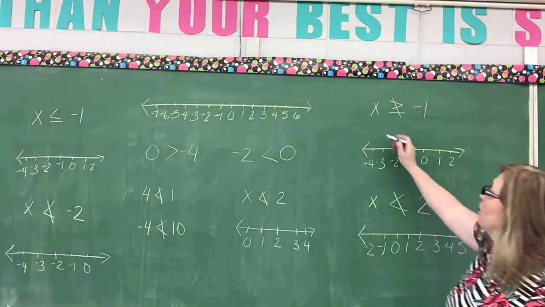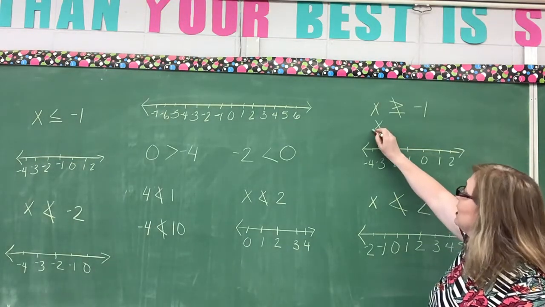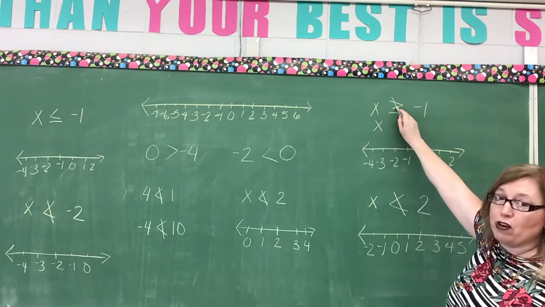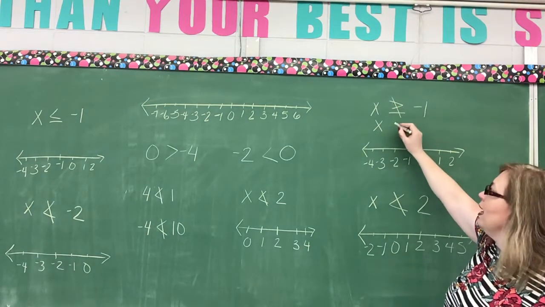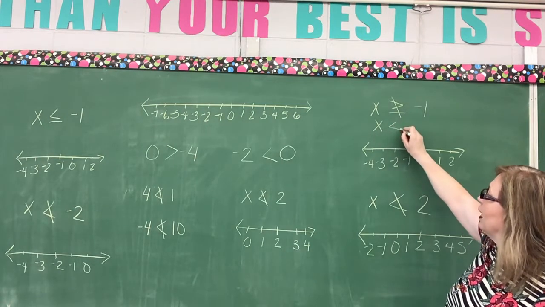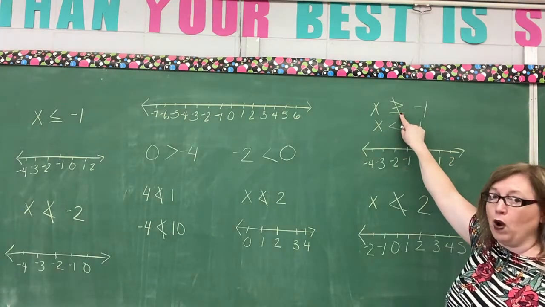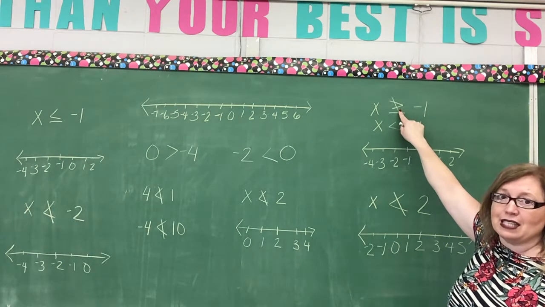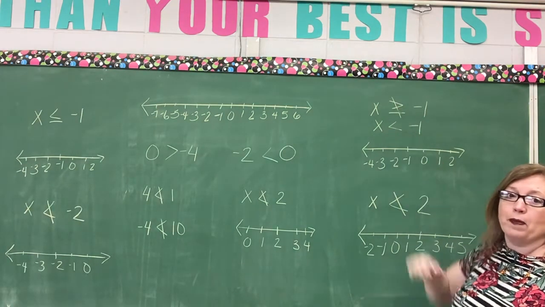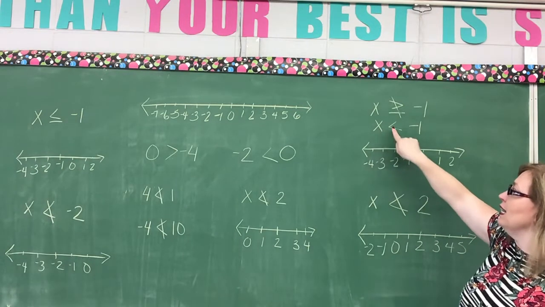Well, what is it? If x is not greater than, x is what? X is less than -1. Is it equal to -1? No, because this statement says it's not. So I'm not going to put it here. So I have x is less than -1.